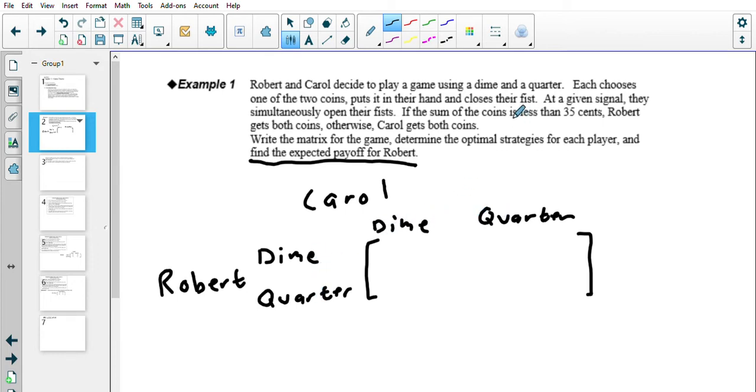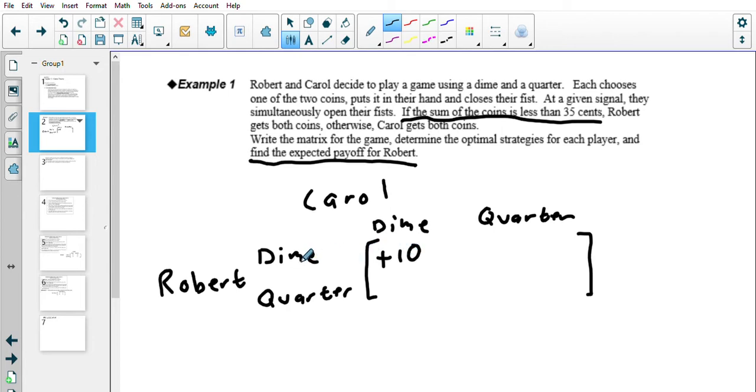And then let's think about the outcome. Who wins the game depends on the sum of the coins. If the sum of the coins is less than 35 cents, Robert gets both coins. Otherwise, Carol gets both coins, right? So if Robert shows a dime and Carol shows a dime, then the sum of the coins is 20 cents, which is less than 35. So Robert would get Carol's dime. So Robert would gain 10 cents in that scenario.